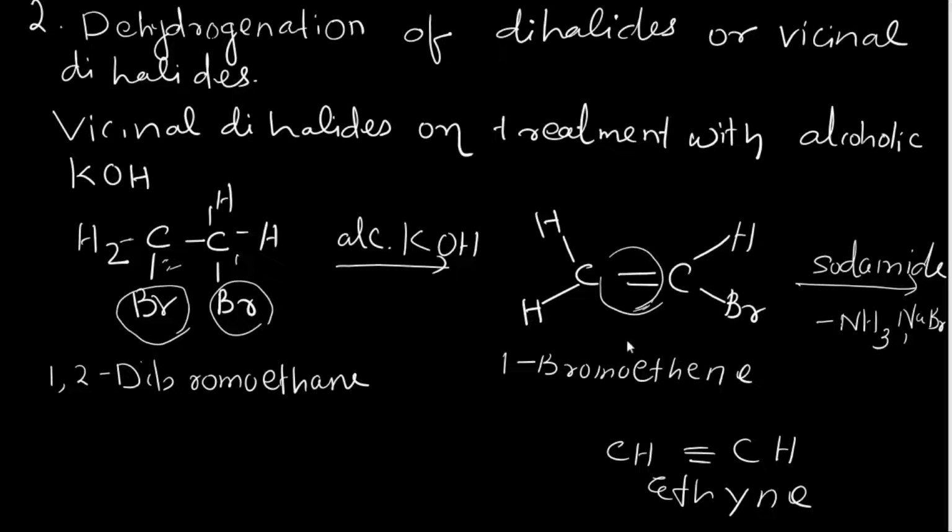Then what is the product? Because the bromine is removed as sodium bromide and the other hydrogen is removed in the form of ammonia, what remains is CH triple bond CH. The double bond changes to a triple bond, and that is ethyne. This is the number 2 method of preparation, the dehydrohalogenation of vicinal dihalide.